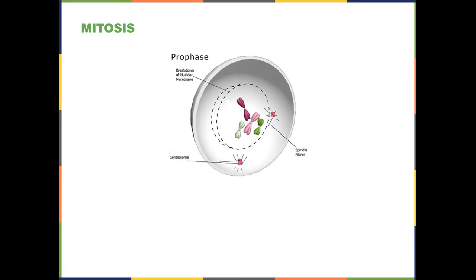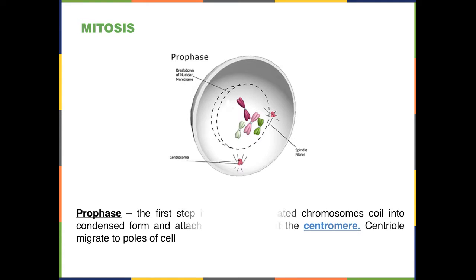So the first stage of the mitotic event is called prophase. Prophase is a point where the duplicated chromosomes, which have already occurred, begin to become more condensed and, again, more easy to see. Then after they become condensed, they attach to something called a centromere. And at the same time that the centromere happens, the centromere is this central portion.